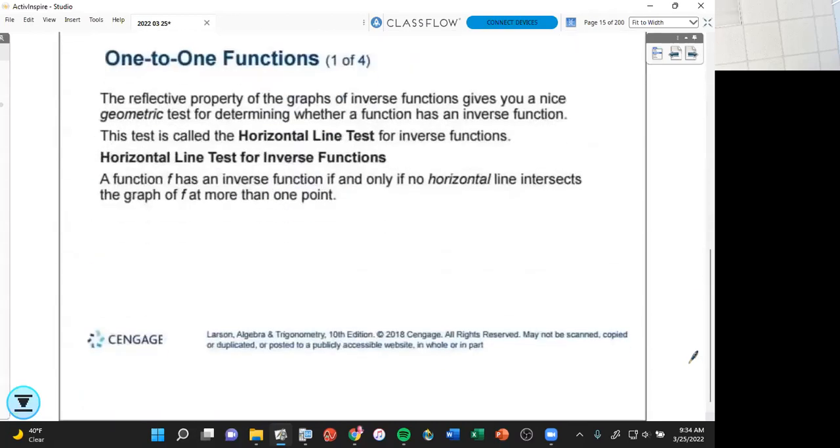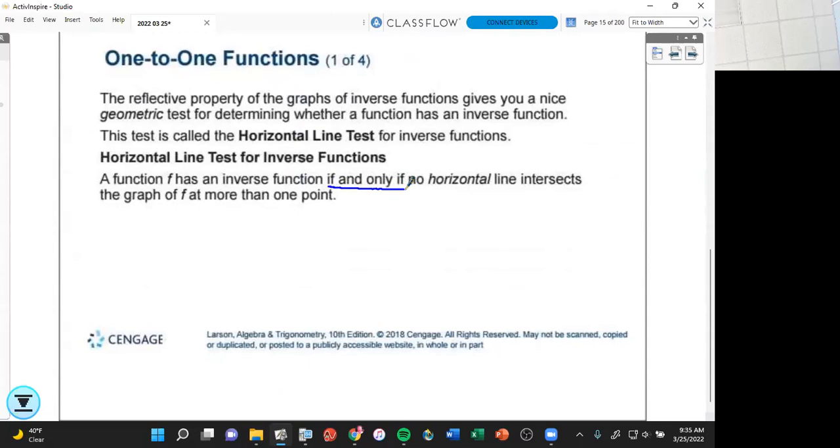The reflective property of the graphs of inverse functions gives you a nice geometric test for determining whether a function has an inverse function. This test is called the horizontal line test for inverse functions. A function f has an inverse if and only if no horizontal line intersects the graph at more than one point.